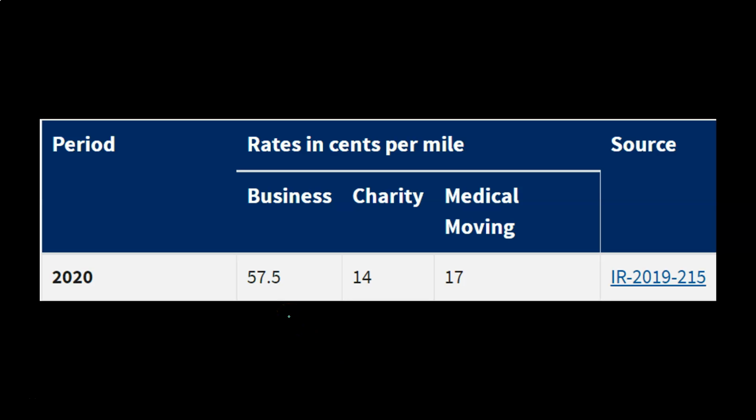Notice that we talked about charitable deductions. If you're driving for part of your charitable deductions and you could deduct that, it's substantially lower at the 14. And we talked about the medical expenses that you might be able to deduct some of your driving using a mileage method, and that would be substantially lower at the 17 cents per mile.